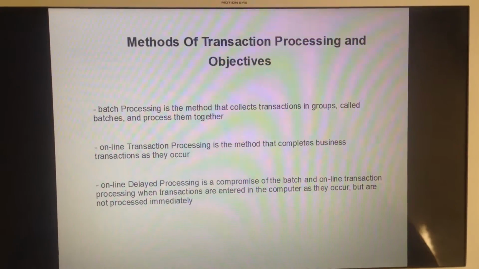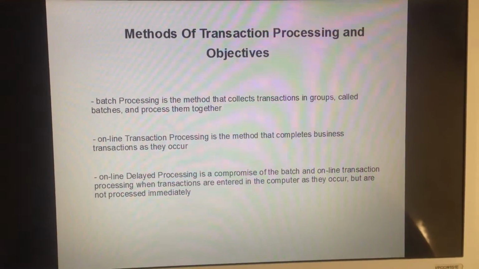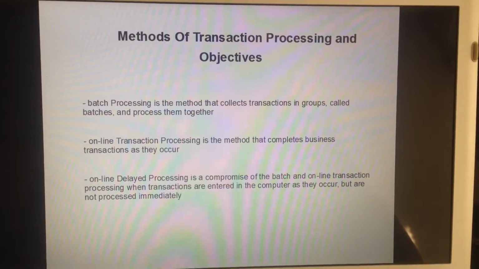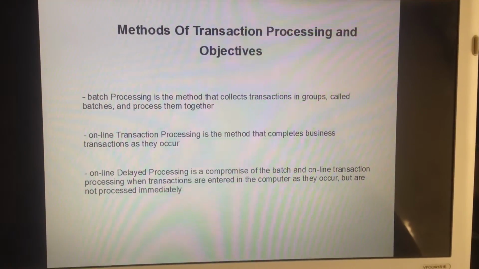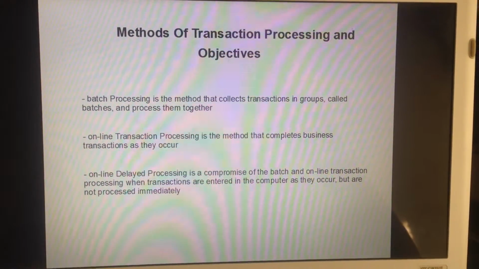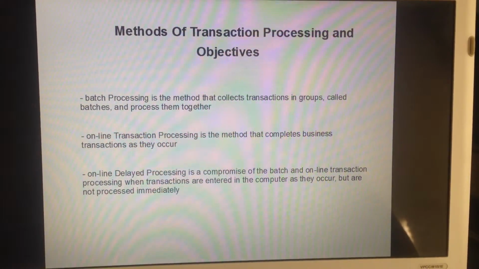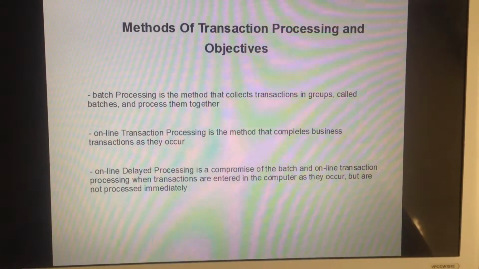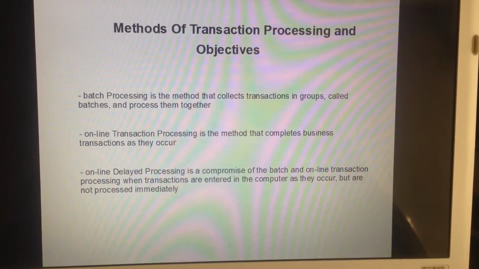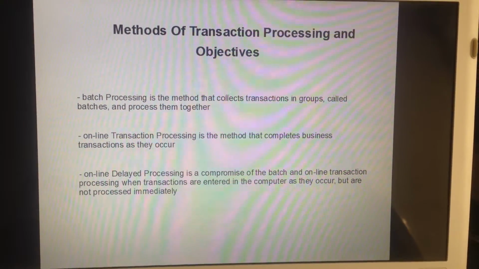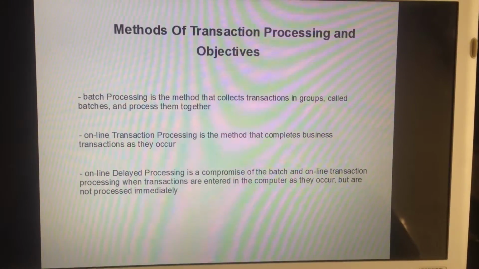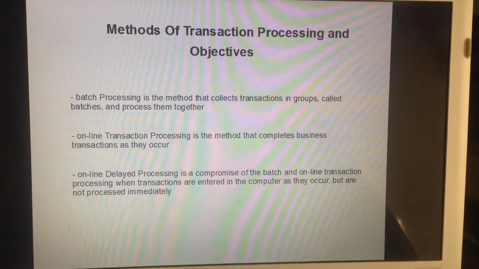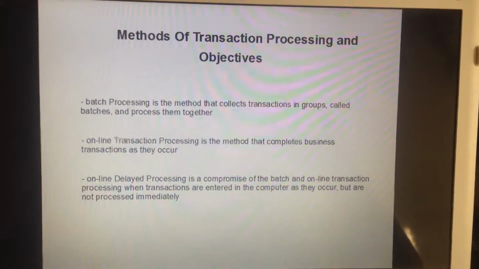Here are the methods of transaction processing and objectives. Batch processing is the first method. That means that it collects transactions in groups called batches and processes them together. Online transaction processing is the method that completes business transactions as they occur. And online delayed processing is a compromise of the batch and online transaction processing, when transactions are entered in the computer as they occur but are not processed immediately.